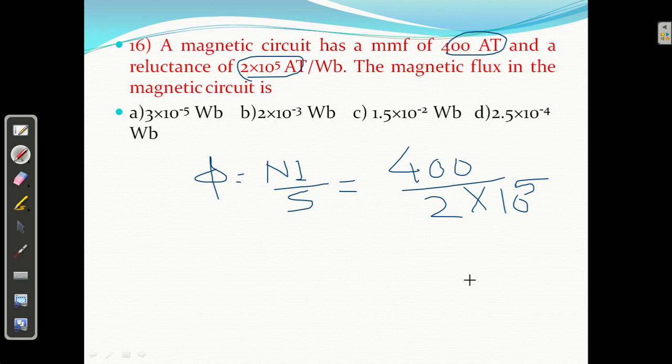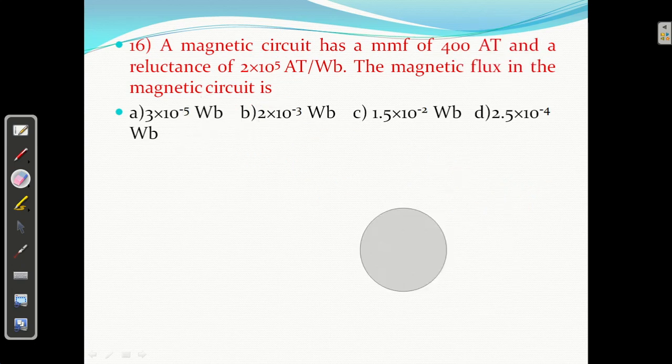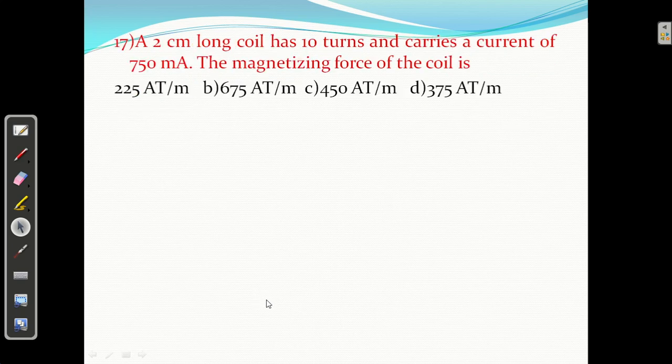So it is very clear. You will get 200 into 10 raised to power minus 5. Two zeros cancel, so 2 into 10 raised to power minus 3. That is the B answer is correct. Okay. Sorry, this was the 16. Now question number 17.